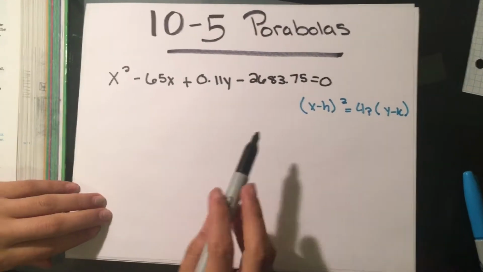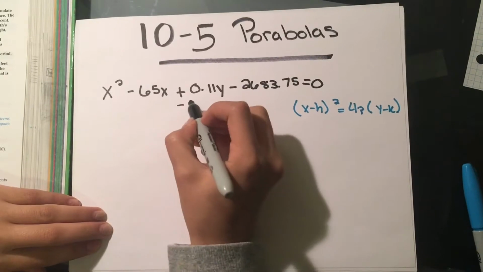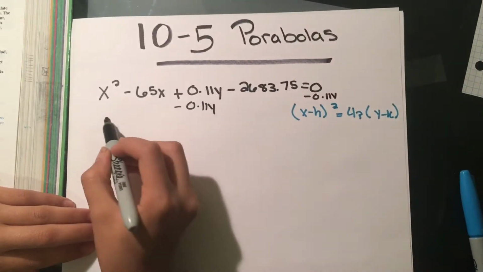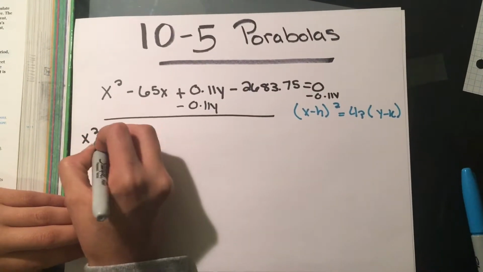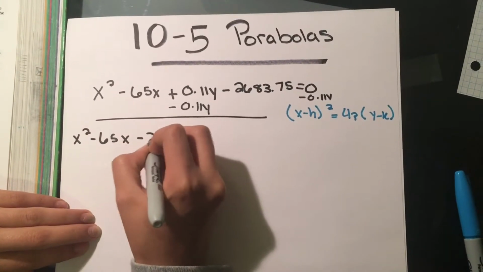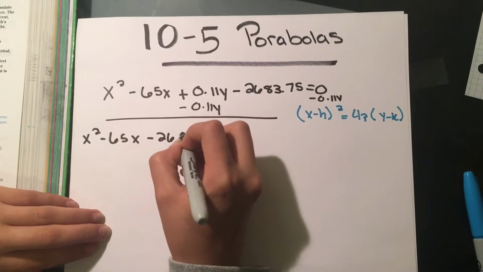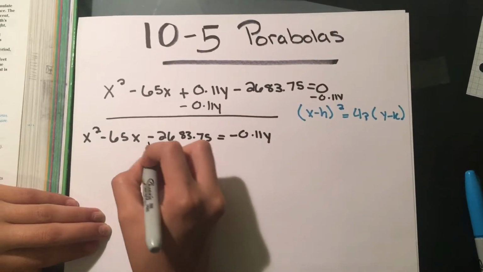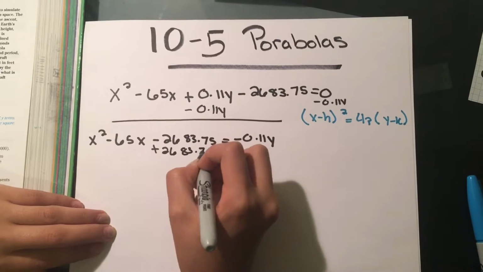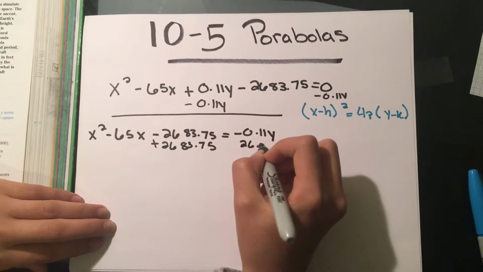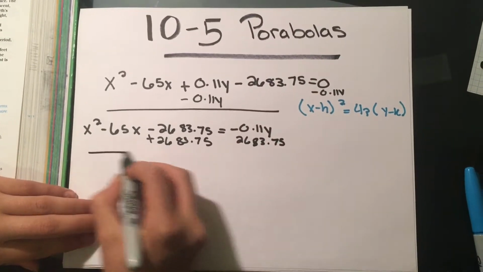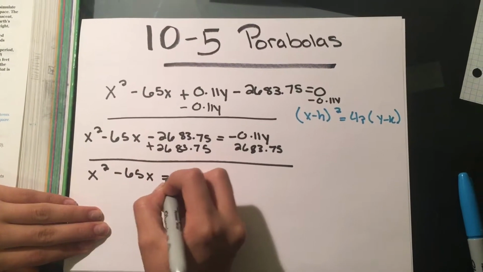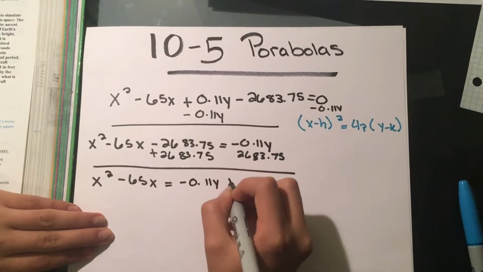So what you're going to want to do first is subtract the 0.11y from both sides. And you're going to end up with x squared minus 65x minus 2683.75 equals negative 0.11y, and you're going to add the 2683.75 to the other side. So you're going to have x squared minus 65x equals negative 0.11y plus 2683.75.